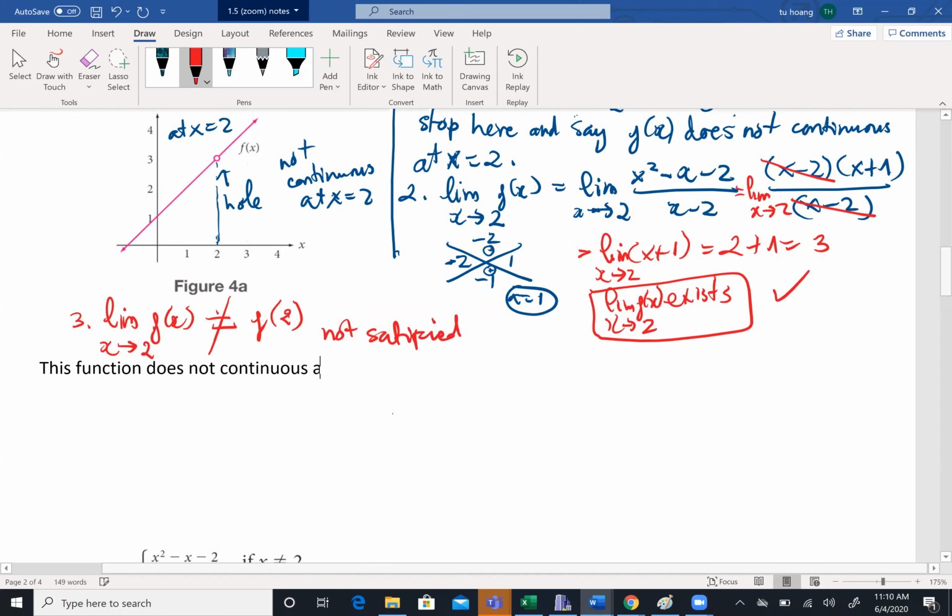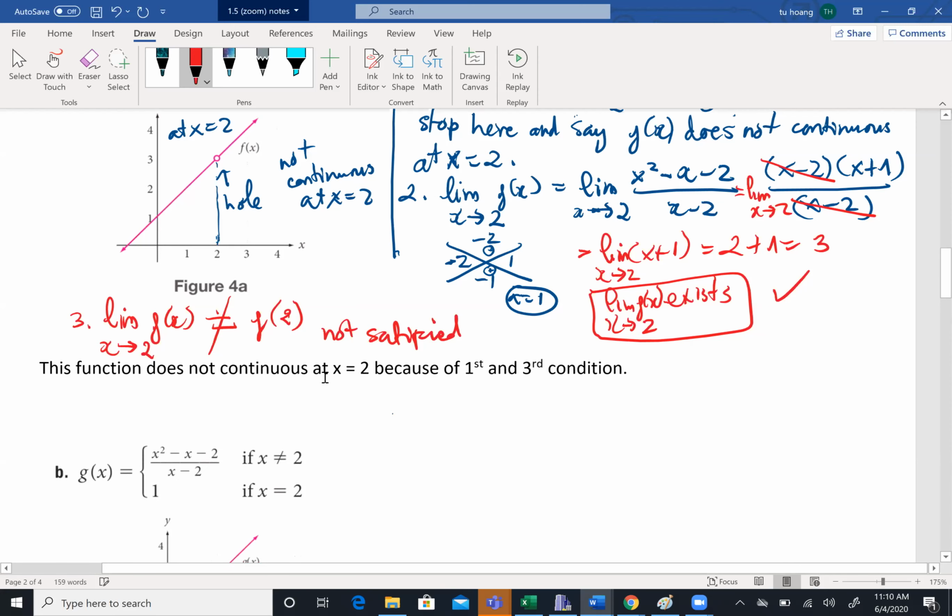Continuous at x equal to 2 because of two conditions. Because of the first and third condition, you can say that. Okay, so that is for problem A.